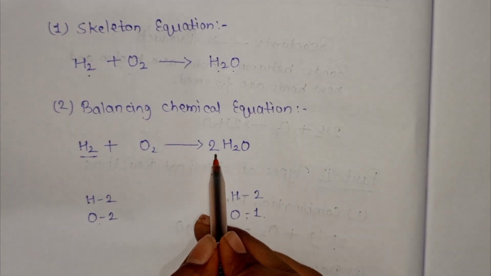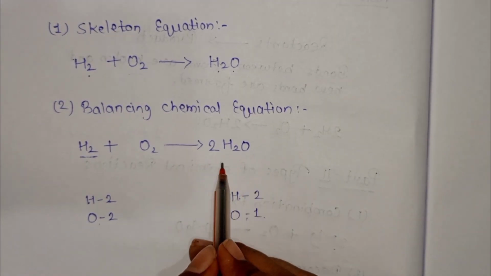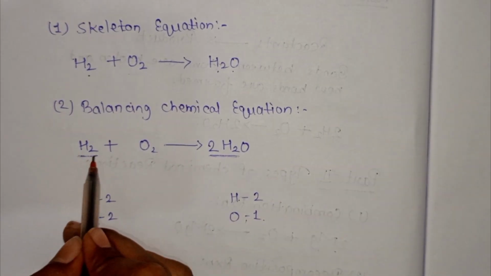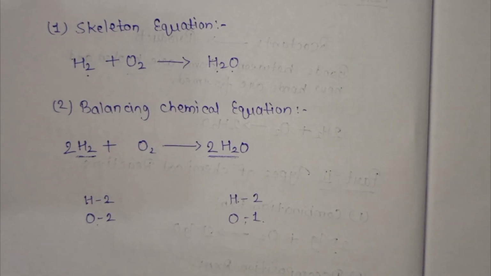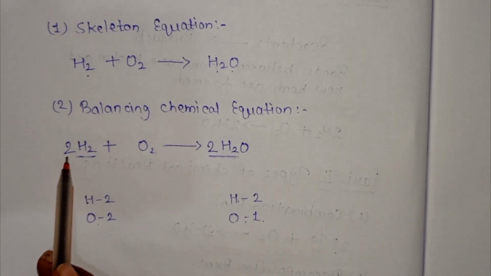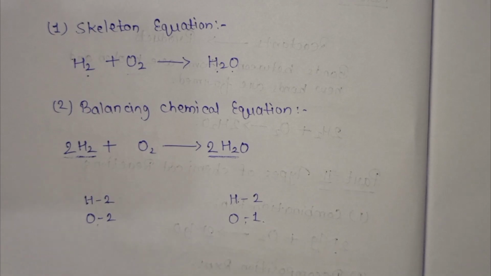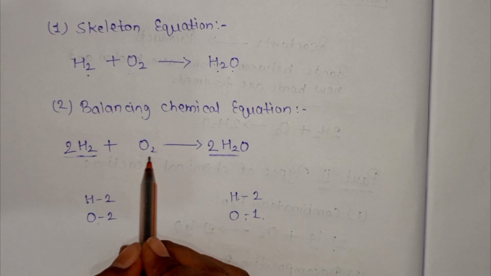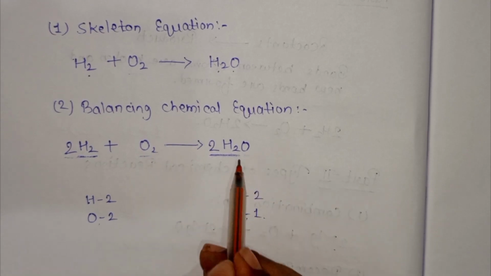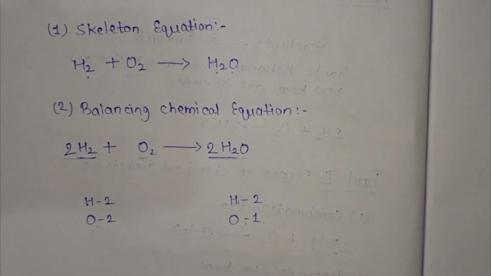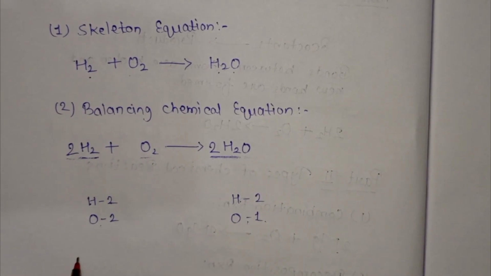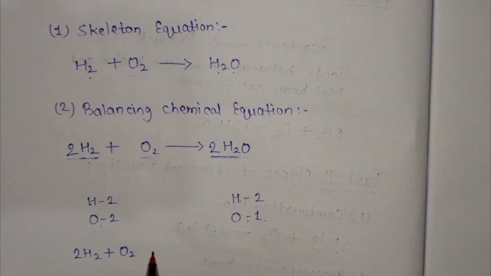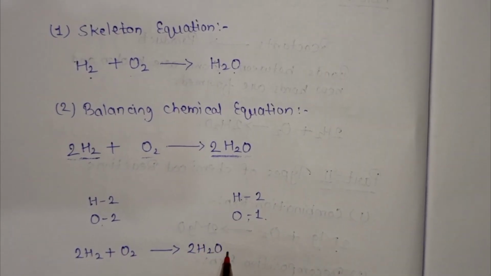But now the number of atoms will change. There are 4 hydrogen atoms now, but on the reactant side there are only 2. So we should put 2 in front of H2. Now the equation is completely balanced. There are 4 hydrogen atoms on the reactant side and 4 hydrogen atoms on the product side. There are 2 oxygen atoms on the reactant side and 2 oxygen atoms on the product side. Now we get this reaction after balancing it: 2H2 plus O2 gives 2 molecules of H2O.